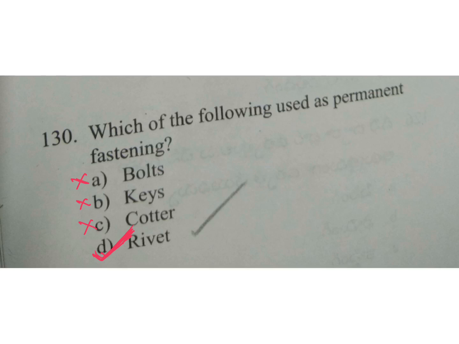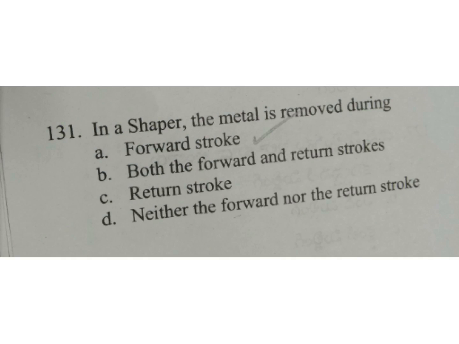In a shaper, the metal is removed during: A. forward stroke, B. both forward and return stroke, C. return stroke, D. neither forward nor return stroke. A is the answer. And one more thing is important here: in the forward stroke it will take more time and the return stroke will take less time.